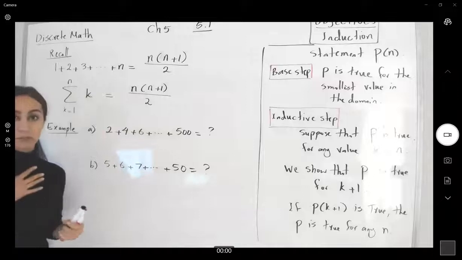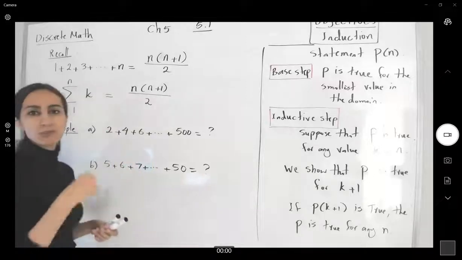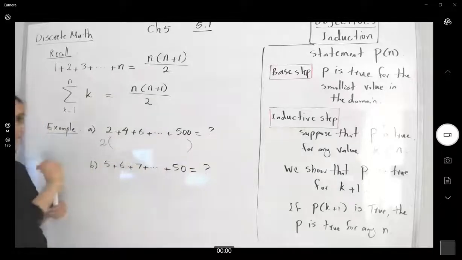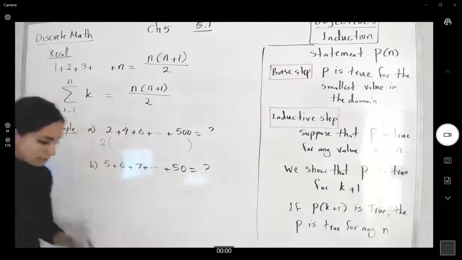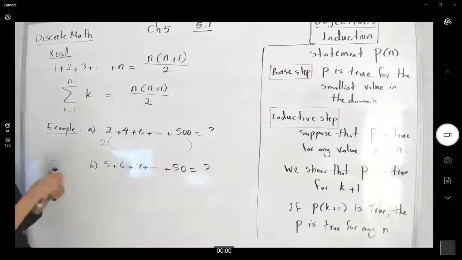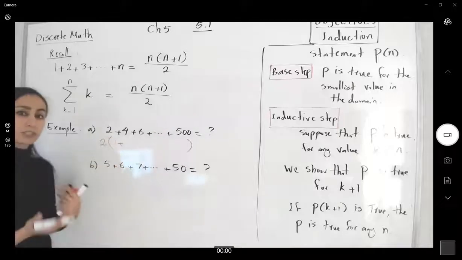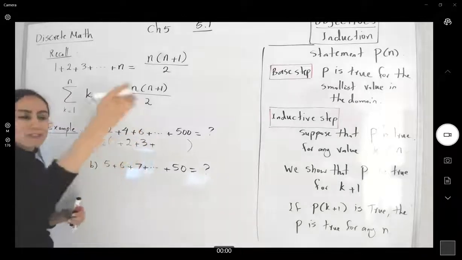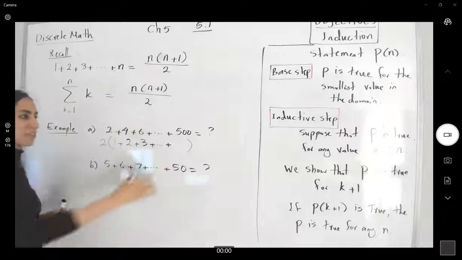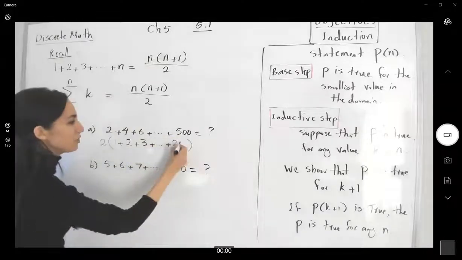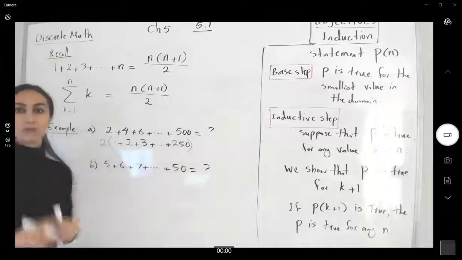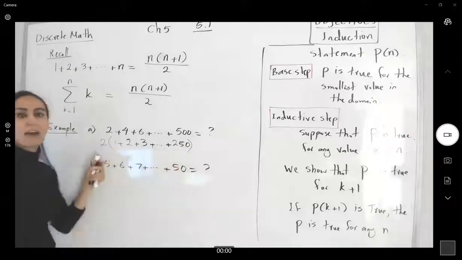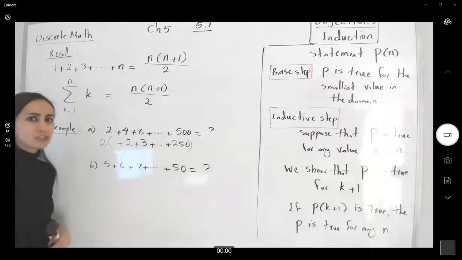Okay, what I'm going to do is factor out 2 from all of these. If I factor out 2, this is now 1. Then I have 2. Then I have 3. Then I have 4, 5, 6, 7. And if I factor out 2 here, I get 250. So what I'm trying to calculate is 2 times the sum of the first 250 natural numbers.